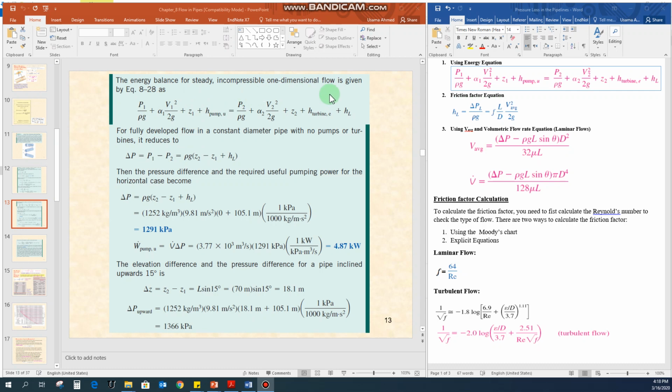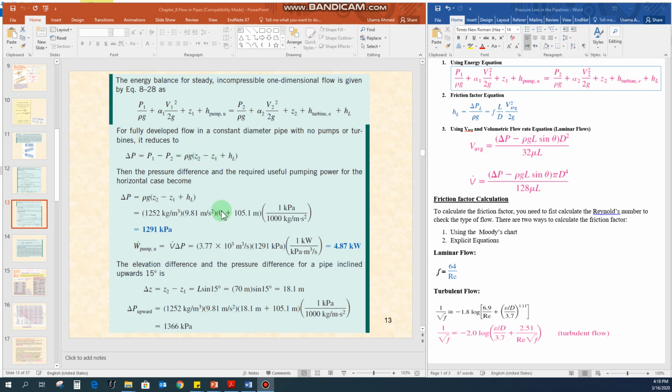So to calculate the value for delta P, we can use this general energy equation in this form. If we are dealing with the same diameter pipeline, the velocity terms will be reduced to 0, and there is no pump and no turbine in the system. So the simplified form of this general energy equation would be delta P equal to rho g (z2 minus z1 plus hl). Now if we are dealing with the horizontal pipeline, there is no height difference.